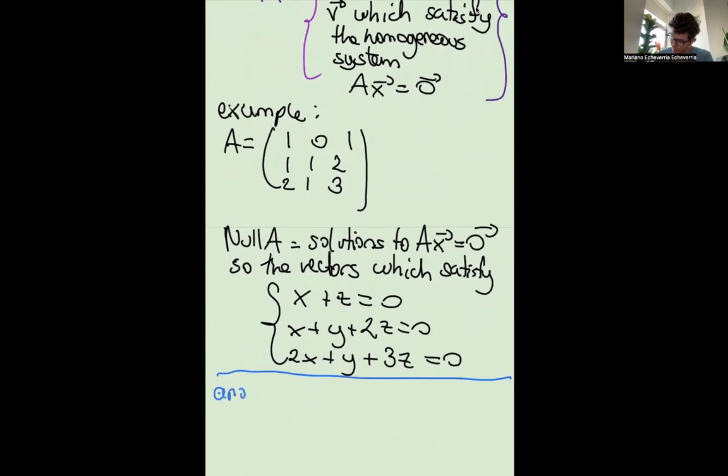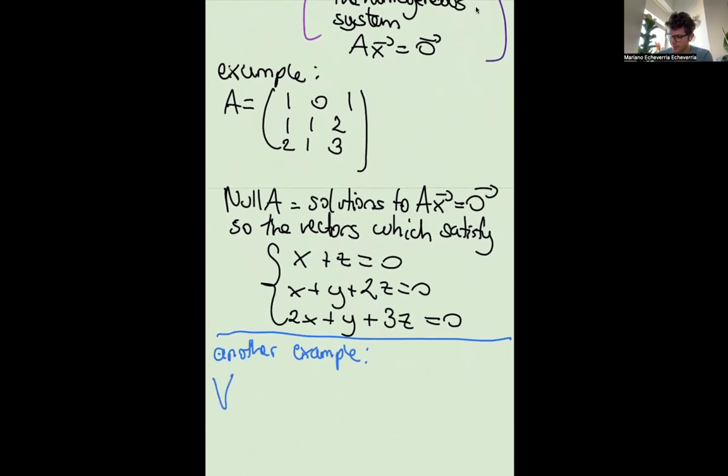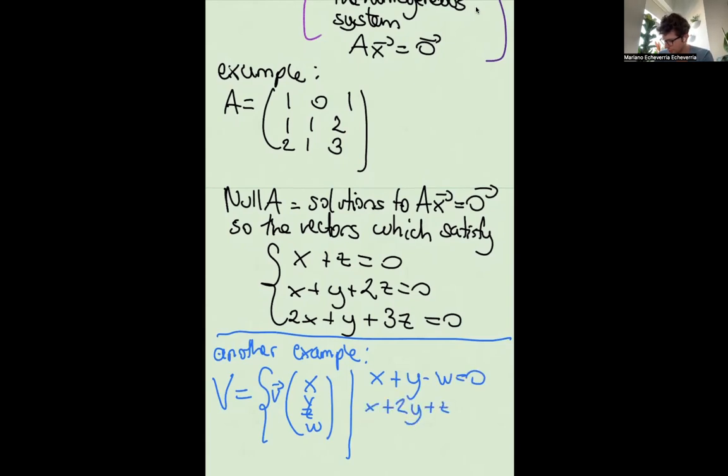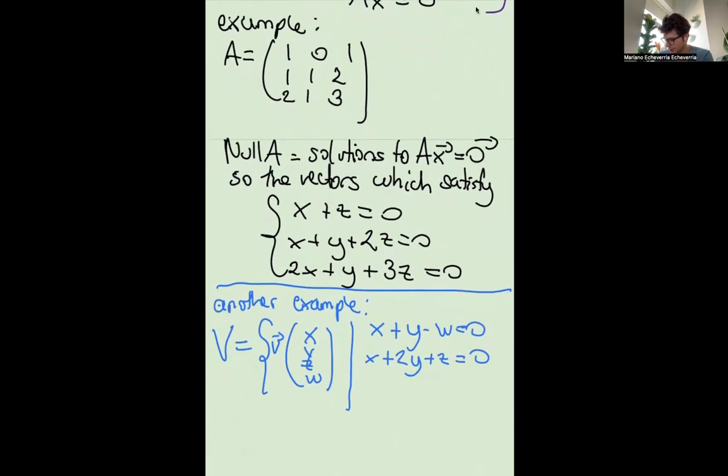Similarly, here's another example. Imagine I had defined a vector space X, the vectors which are x, y, z, w, where, I don't know, what do we want? We want x plus y minus w equals 0, x plus 2y plus z equals 0, and then x plus y plus z plus w equals 0. Imagine I had defined something like that.